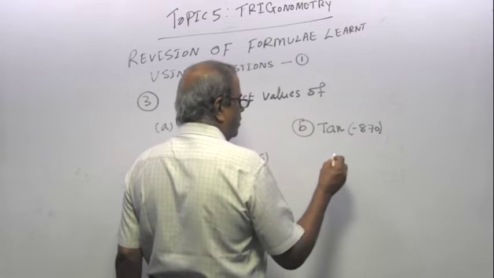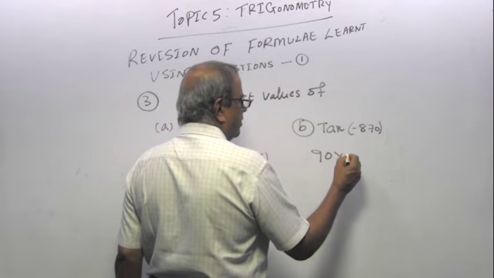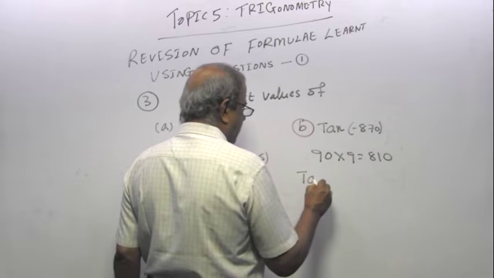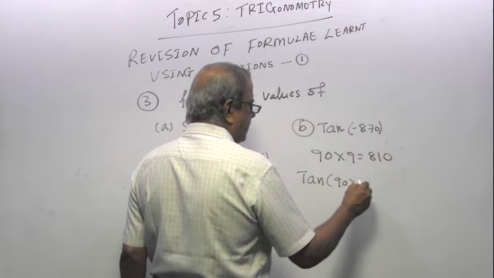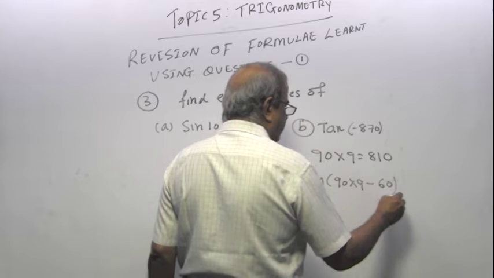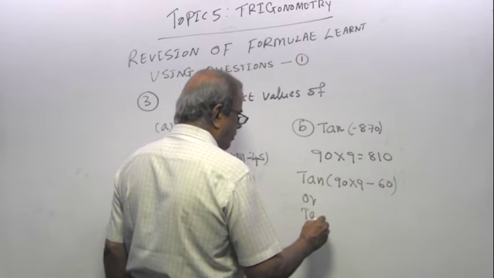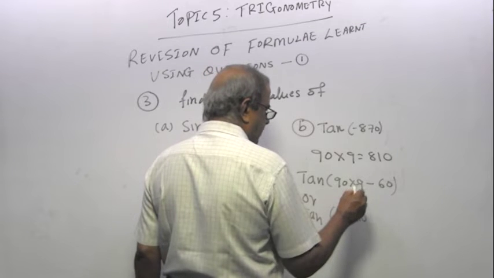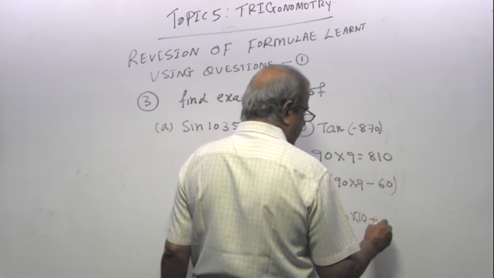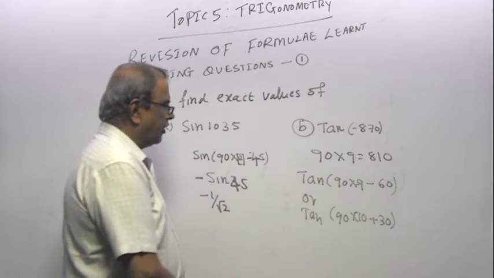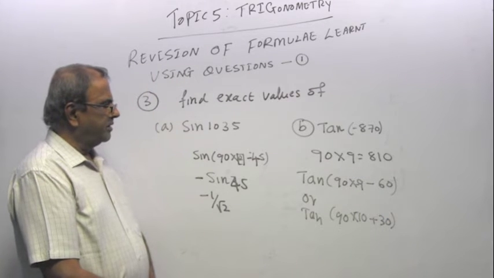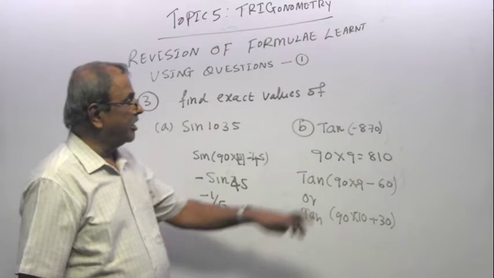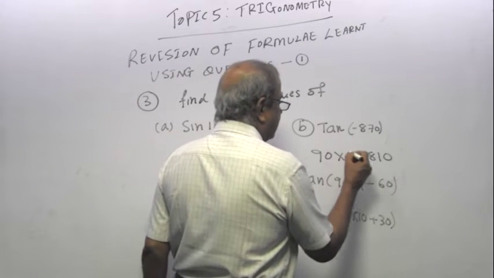Fine. So 90 times 9 is 810. So it is tan of 90 times 9 minus 60, or tan of 90 times minus 10 plus 30. So either you can do that or you can do that. Now, which quadrant does it come to? The most important thing is the quadrant. Minus 810.